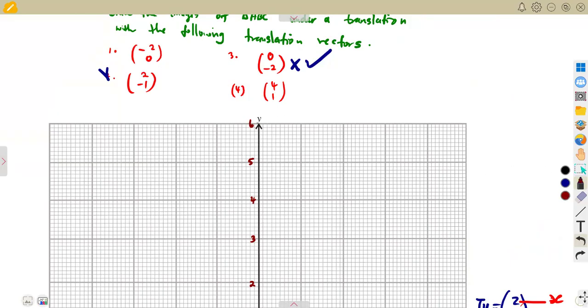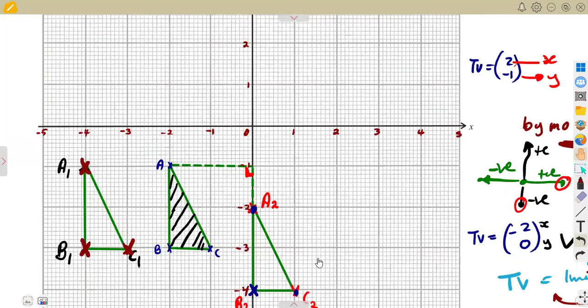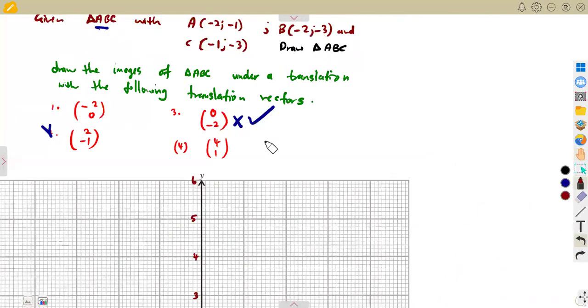So you are still using the same object A, B, C. So under this one, I want you to write on the comment section the coordinates of the image that you're going to have. So this one is going to be triangle A3, B3, C3. I want you to mention on the comment section the coordinates of A3, B3, C3, which are the coordinates of what? Of the image of this triangle after this translation vector.